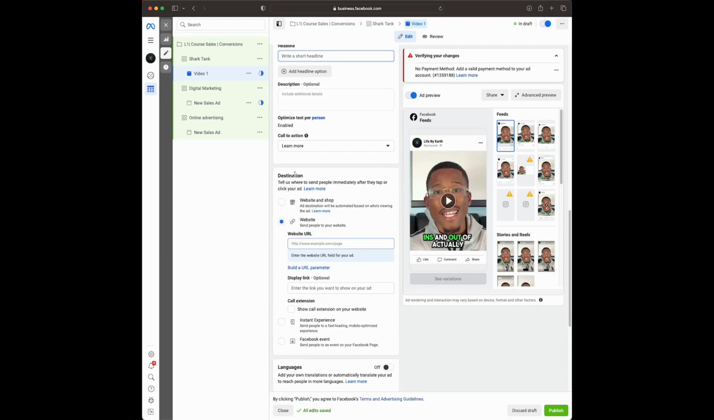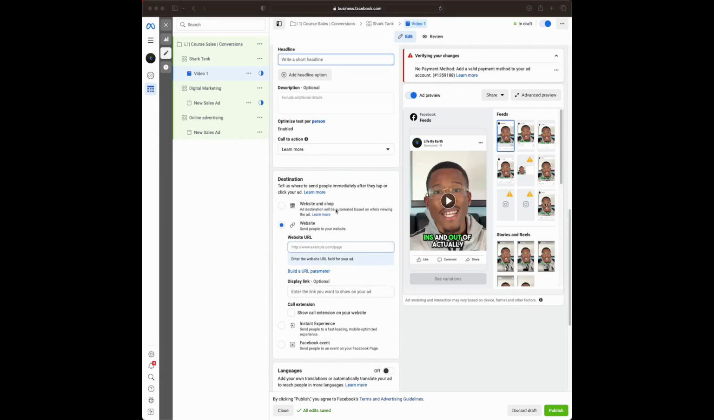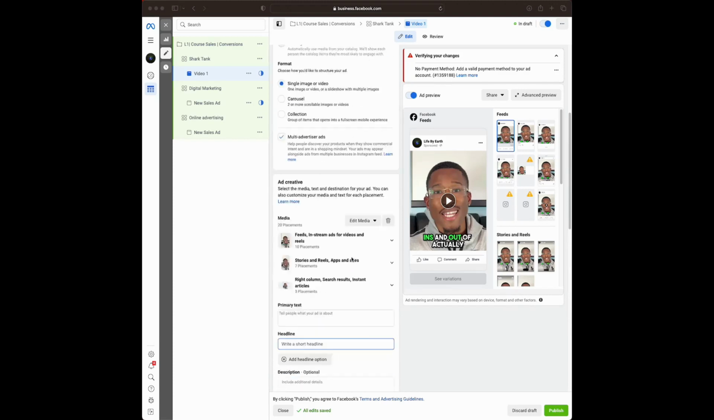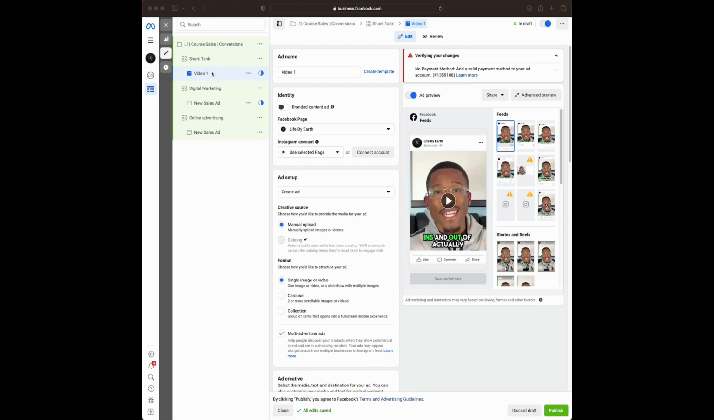And down here underneath destination, this is where you're going to select your website URL. So whatever the page the conversion event is going to take place at, this is where we're going to paste that URL. And after you do that, you can hit this publish button in the bottom right corner and your ads will be reviewed by Facebook. And then if everything is good to go, your ads will start running, right? So since we made 3 different ad sets, you're going to have to do this for each ad underneath each different ad set, right? So there's 3 in total. So you're going to have to do this 2 additional times.